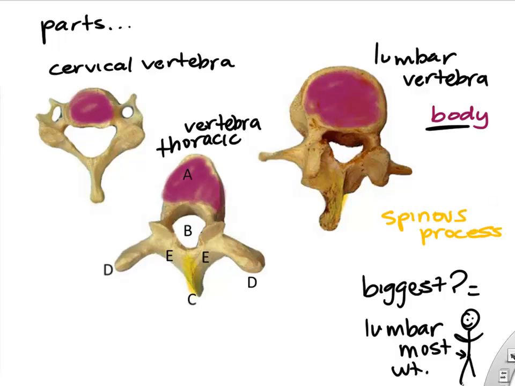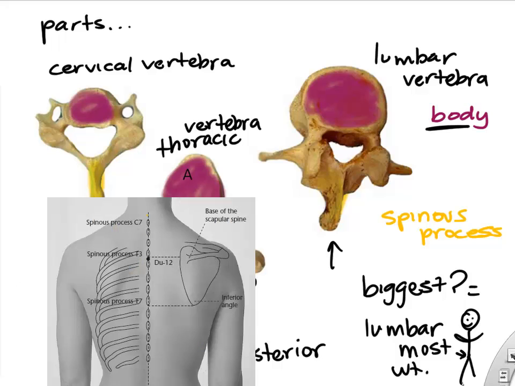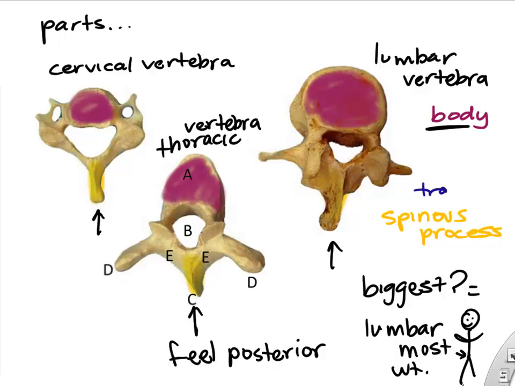The bony, prominent part poking to the back, posterior, is called the spinous process. So the spinous process is easy to feel. If you push your fingers along somebody's back, what you're actually feeling is those posterior poking spinous processes. Right? So the bodies point forward, the spinous processes poke backwards.